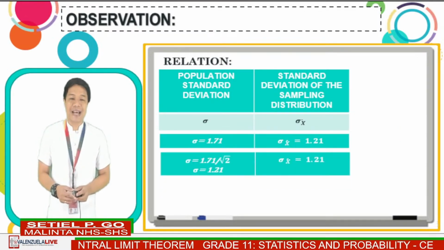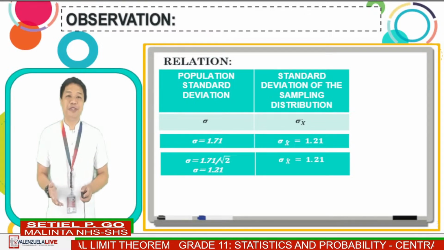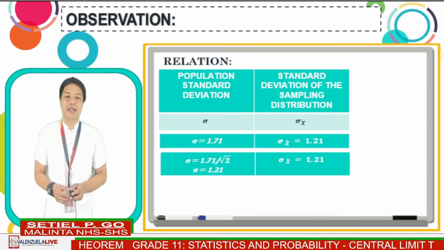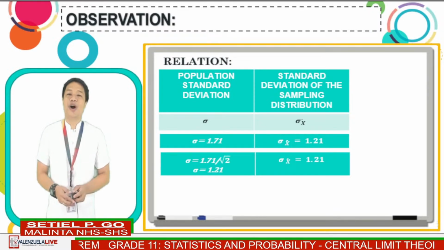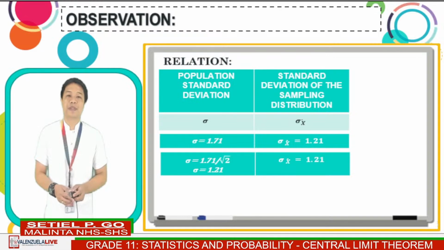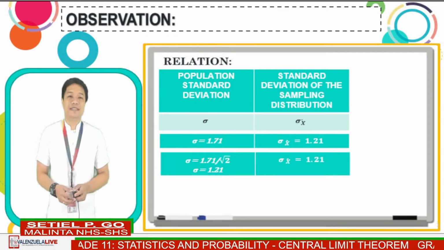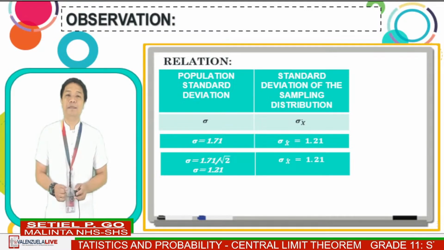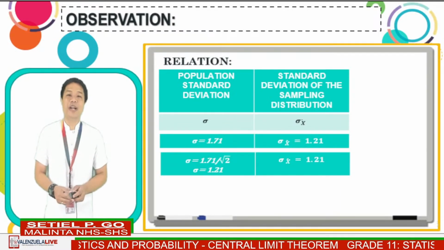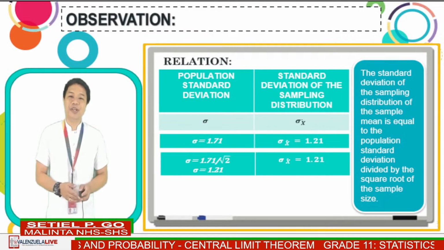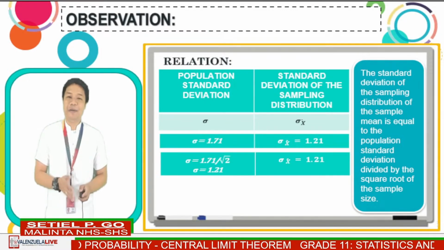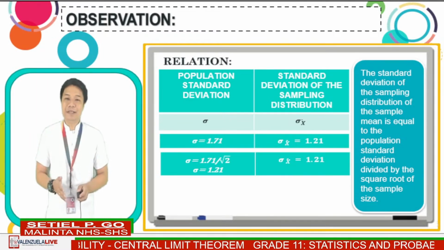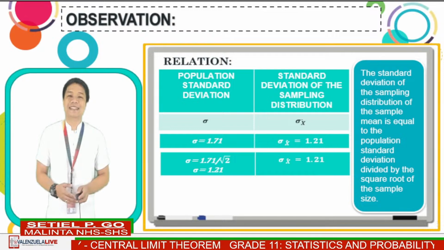Remember that the sample size of the sampling distribution is 2. What if we divide the population standard deviation by the square root of the sample size, which is 2? As you can see, we have 1.71 divided by the square root of 2. The result is 1.21. So therefore, the standard deviation of the sampling distribution of the sample mean is equal to the population standard deviation divided by the square root of the sample size.